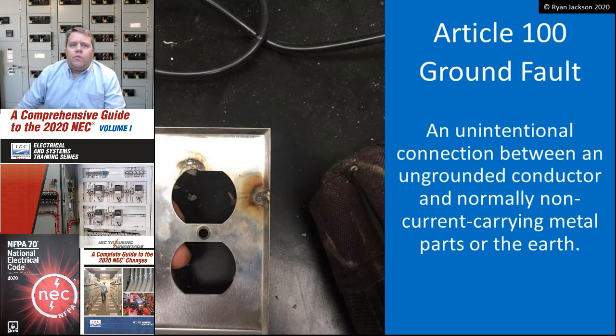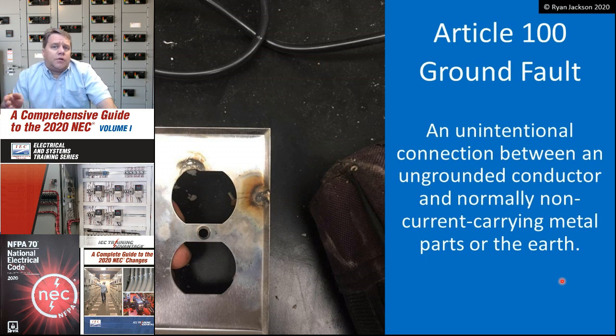So what are those three? Well, the first one is a ground fault, and a ground fault is an unintentional connection between an ungrounded conductor, a hot conductor, and normally non-current carrying metal parts or the earth. All right, so take a look at the picture here. Here we've got a metal faceplate. That would be a normally non-current carrying metal object, and it's collided with an ungrounded conductor, and that resulted in a ground fault. So on a ground fault, the thing to remember is that we have hundreds and probably thousands of amps of current flowing for a very brief time.